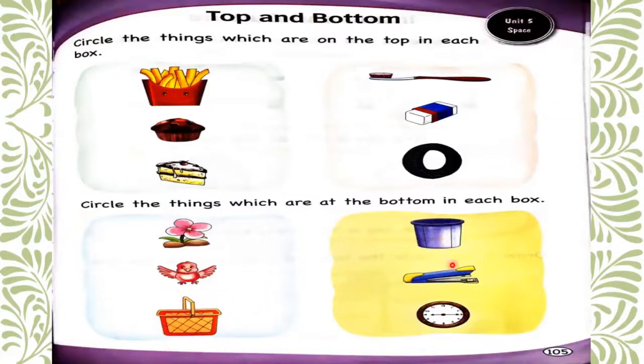Here also we can see 3 things. So you have to circle the things which is at the bottom. This clock is at the bottom. So you have to put circle on it. Okay. So in this way you have to complete this page.